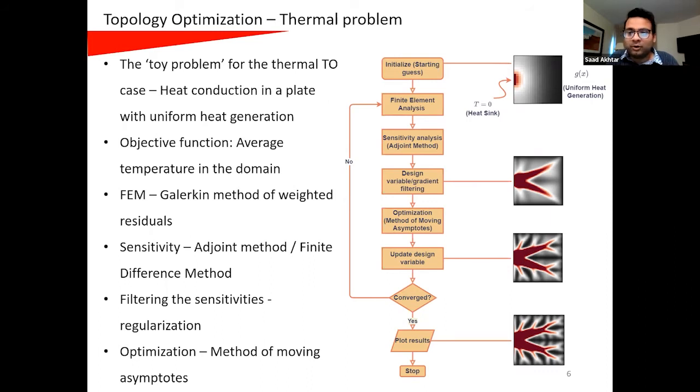And the plate has uniform heat generation with a heat sink on just one left-hand side, as shown in this figure. The topology optimization question is, how can I optimize the placement of my conductor material so I get the least average temperature in the domain, so that I can reduce the average temperature in the domain. So for this particular case, our cost function would be the average temperature in the domain.